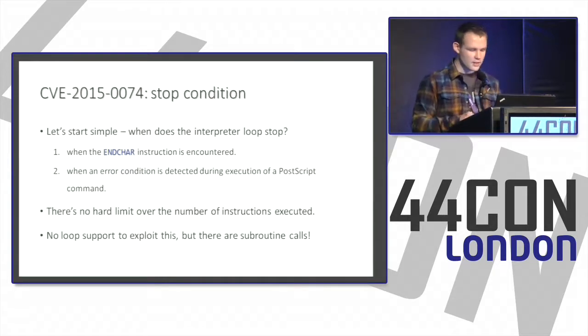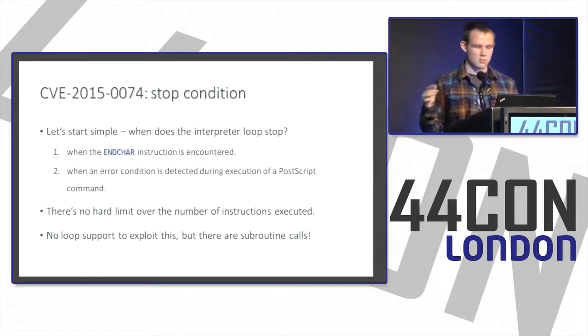So let's think about what is the stop condition for executing charstrings. When does the interpreter loop stop? And the answer is that either you have to have an endchar instruction that is encountered and then all the execution is stopped, or when there is any error condition detected during execution of the PostScript command, the interpreter also just aborts and returns from the function. But there is no hard limit over the number of instructions that you can execute.